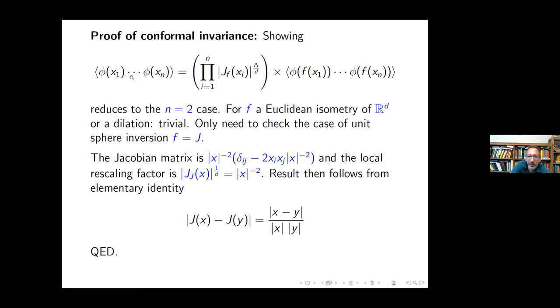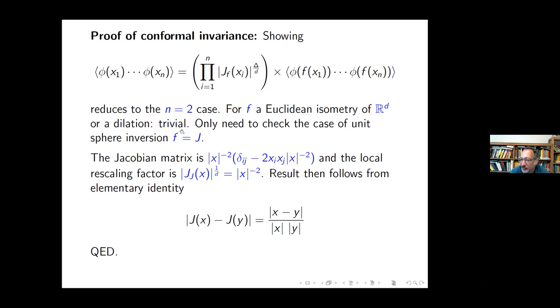And so because of the formula for the correlation, it reduces to the n equal 2 case, which is just powers of the distance between the points. When f is a Euclidean isometry, this is 1, and this is completely trivial, because it's in terms of the distances between the points. If it's a dilation, it's also easy to check, just by homogeneity, that the power that comes out here is compensated by this.